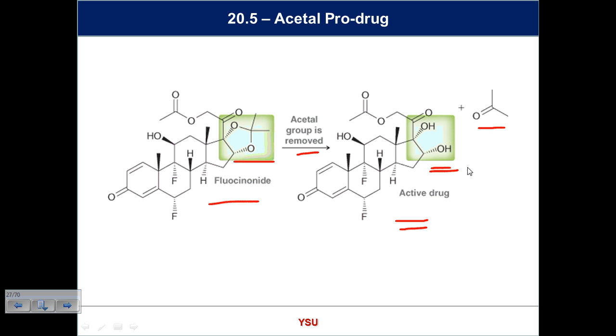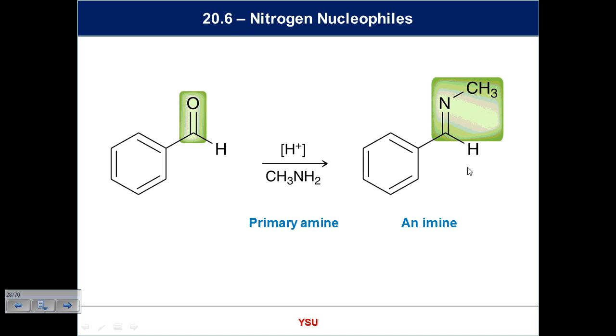And you get this, which has the diol there. And for some reason, I don't know the reason, but for some reason the diol is more stable, and it helps get the material where you need it to be. So with that in mind, I think I'm done with oxygen nucleophiles.